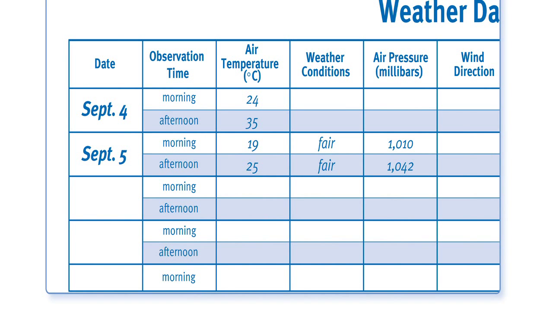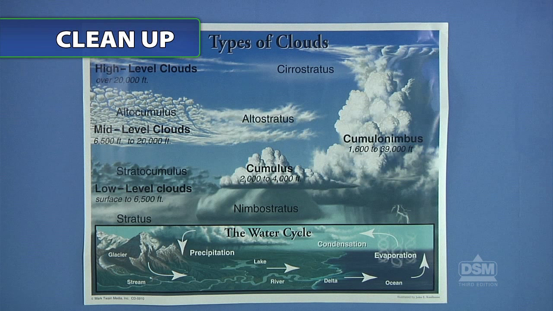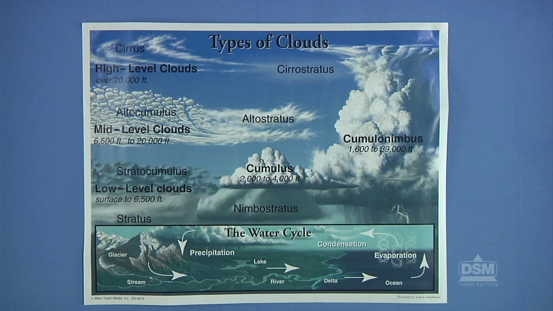Finally, gather the class in front of the class weather data chart and record today's cloud cover on the cloud cover column. Have a volunteer record the symbol describing the cloud cover and instruct students to continue to record cloud cover and cloud descriptions during their daily weather observations. To conclude the activity, leave the cloud chart up for the remainder of the module.